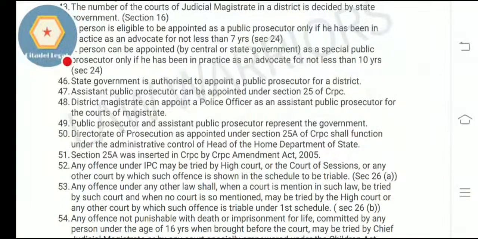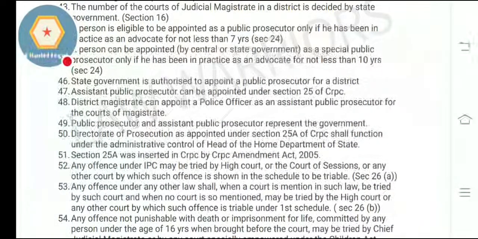49, public prosecutor and assistant public prosecutor represent the government. This is very simple. 50, Directorate of Prosecution is appointed under section 25A. Always remember, very, very important. And this came through an amendment. This is a comparatively new provision, not so new. So, this has been asked in many exams.